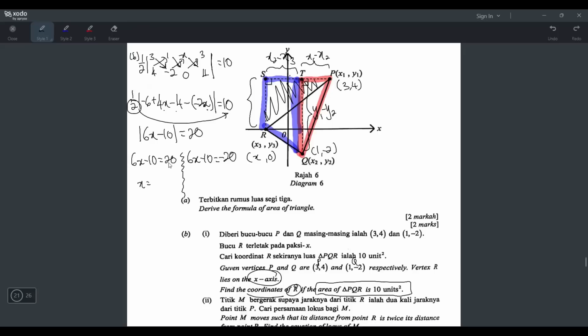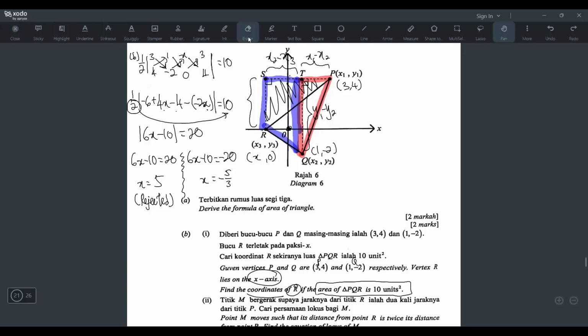Now we can find x here. 20 plus 10, 30 divided by 6, 5. Negative 20 plus 10, which is negative 10, divided by 6 is negative 5/3, right? Okay, but if you look closely, the x coordinate of point R cannot be 5. Why do we have to reject the 5 answer? Because how can this be a positive value? Your 0 is here, right? This is 0. So this x has to be negative 5/3.